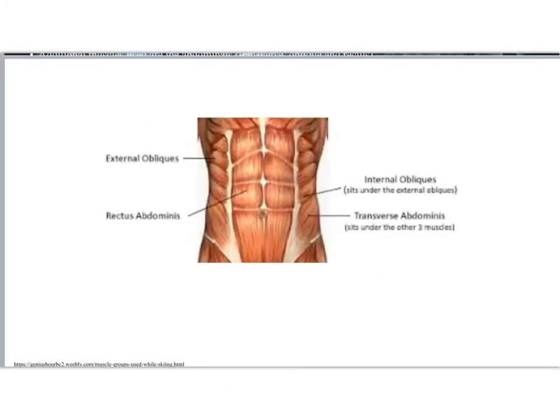Here they are, as a much better picture than the one that I drew. So we've got your obliques down the side. Your transverse actually sits underneath those. It says here, look, sits underneath the 3 other muscles, and they go across like this. And your rectus abdominals is your 6-pack down the middle.